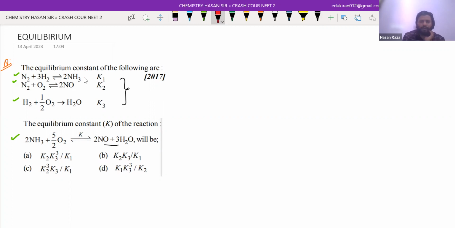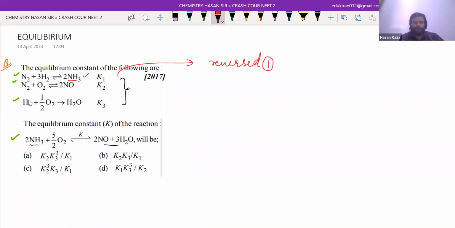If you look at the first equation, you can see 2 moles of NH3 on the right hand side. And if you look at the final equation, it is 2 NH3 on the left hand side. Moles are the same, but they are on the left hand side. That means they reversed the first equation. They reversed the first equation.